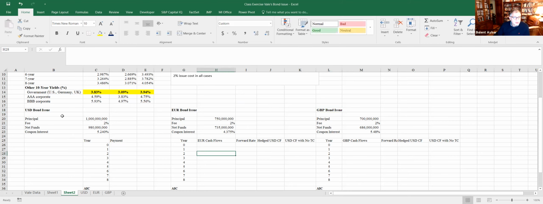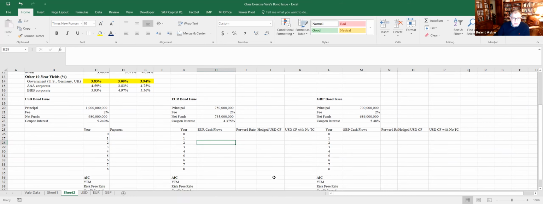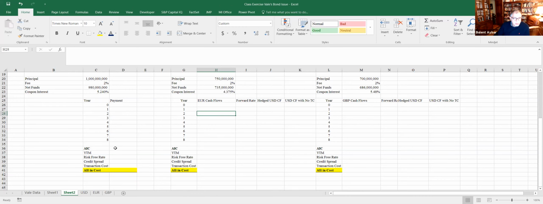For each of these issues, we are going to evaluate the dollar cost and compare them. So for the all-in cost in US dollars, all the cash flows are already in US dollars, so it is going to be easy to calculate. But in the euro bond, we have euro cash flows. We are going to calculate the forward rates, and by using forward rates, we are going to calculate the hedged US dollar cash flows. And based on that, we are going to calculate the all-in cost.